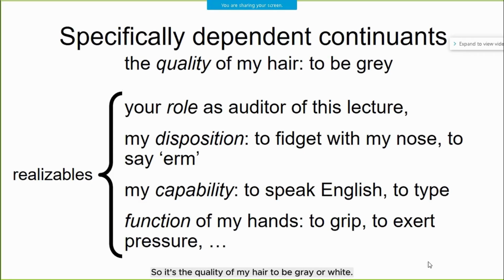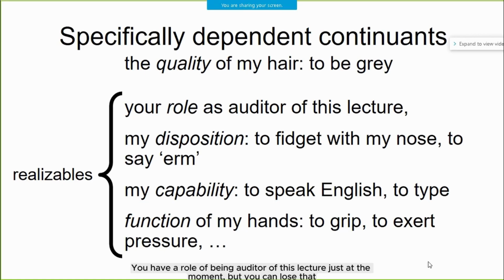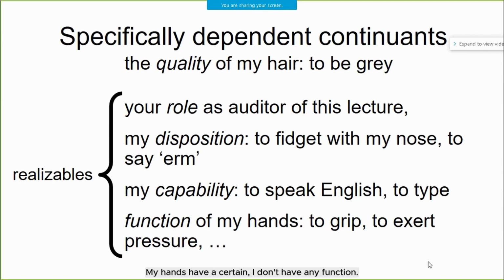It's the quality of my hair to be gray or white. You have a role of being auditor of this lecture just at the moment, but you can lose that role just by walking out of the room or by falling asleep or by deliberately not listening. I have a disposition to fidget with my nose, and I have a capability to speak English and to type.